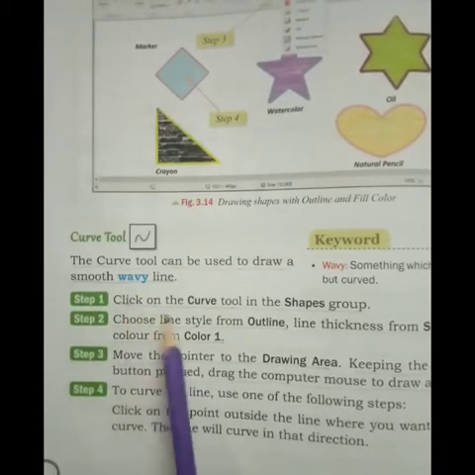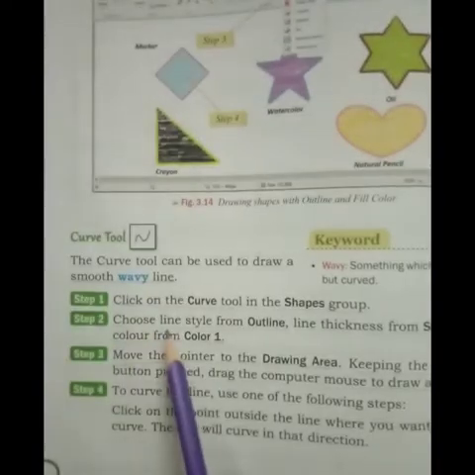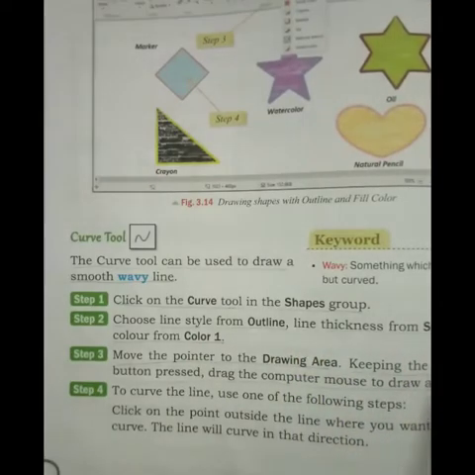Step number 1, click on the curve tool in the shape group. Step 2, choose line style from outline, line thickness from size, and line color from color 1. Step 3, move the pointer to the drawing area. Keeping the left mouse button pressed, drag the computer mouse to draw a line.